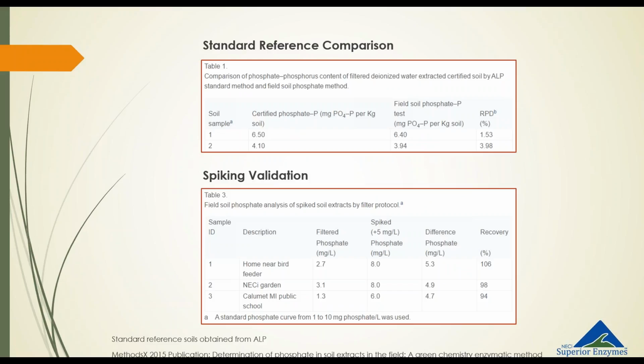This is just some data from the NECi publication. NECi is a peer-reviewed, online journal from Elsevier. We purchased some standard soils from ALPS and just showed that, yes, our numbers obtained from our assay match within a very good range. The standards, and then we also did spiking, where we add a known amount of nitrate to the sample, and then we see that we recover 100% of what we added plus what was there in the first place. These are standard validation methods that are used for anything for chemical validation.